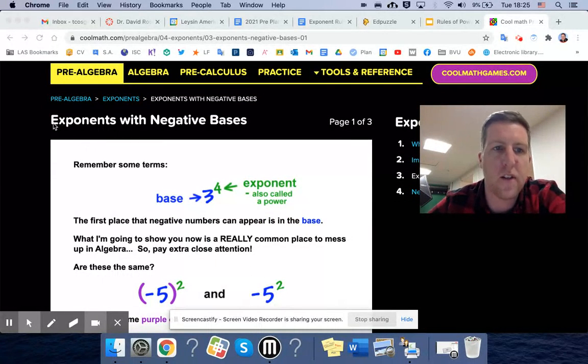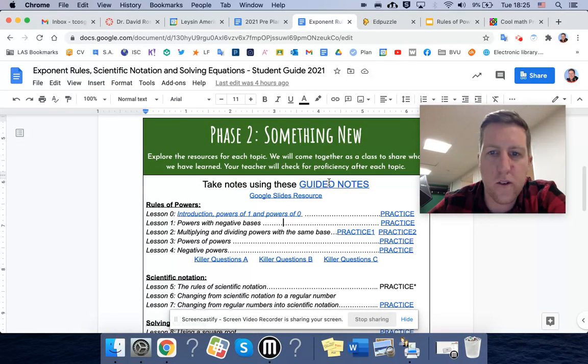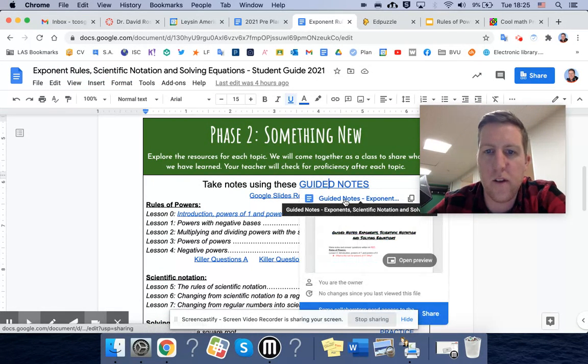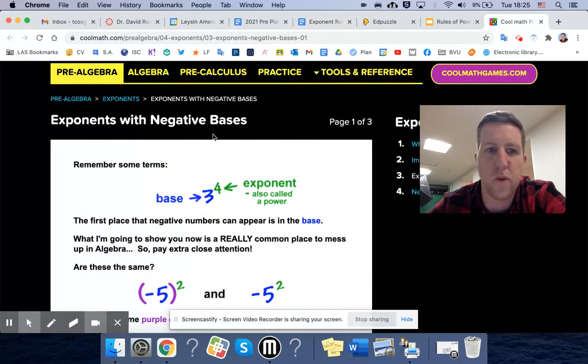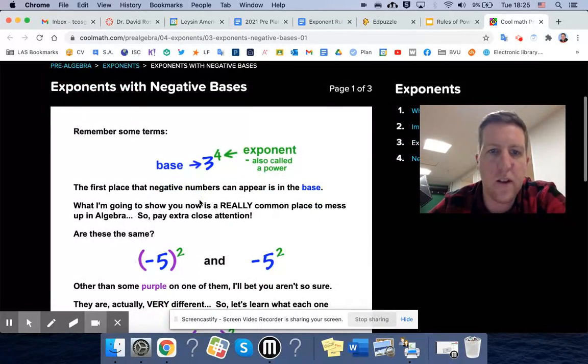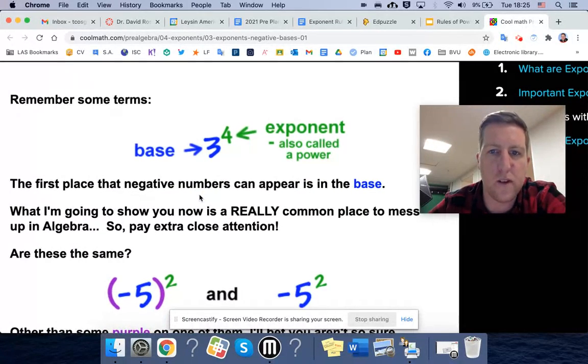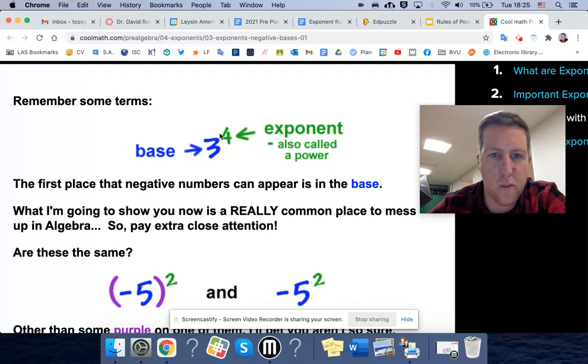So the title is Exponents with Negative Bases. Remember also that we are using our guided notes. They're here in this document, and there's a section on exponents with negative bases. Okay, so the base, remember, is this piece here, the big number. The exponent, also called the power, is the small number written to the top right of the base.